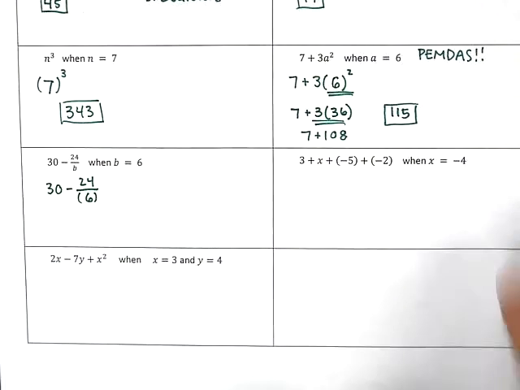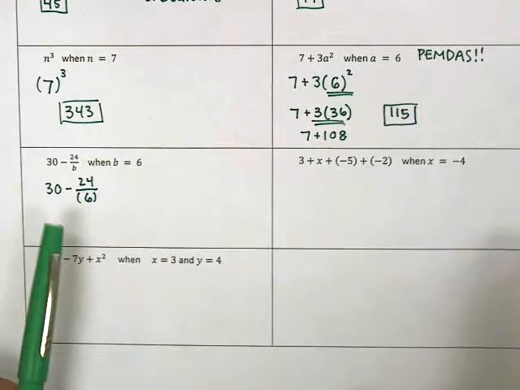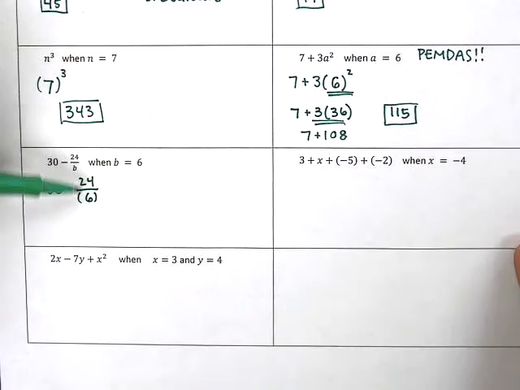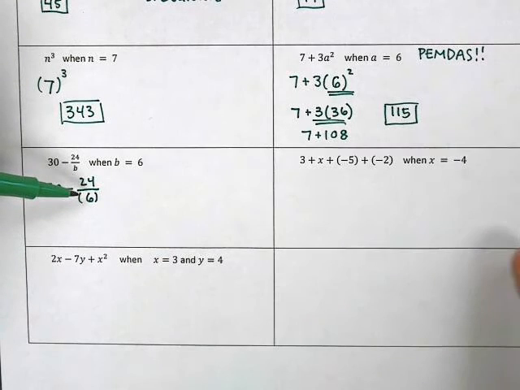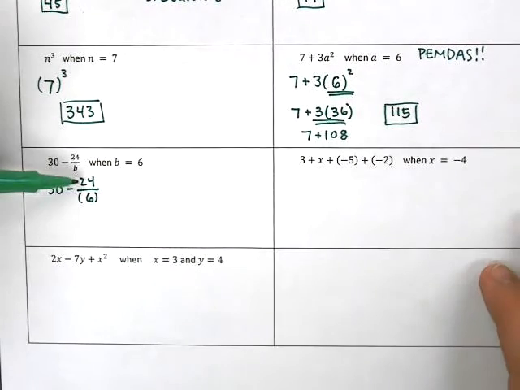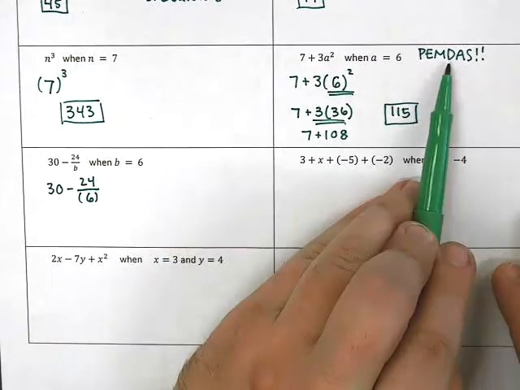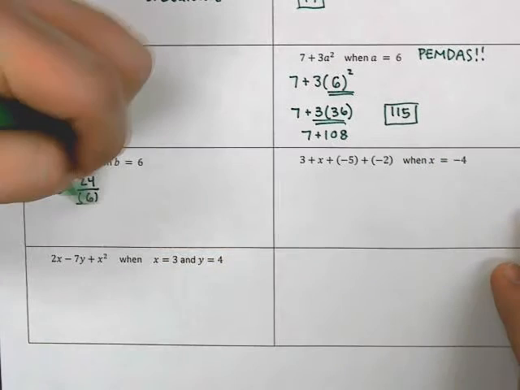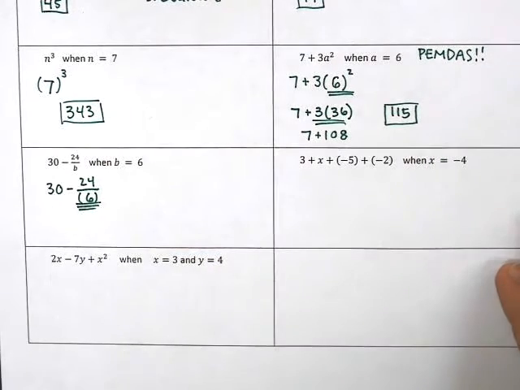All right, now let's take a look here. This looks like I have some subtraction, but even though a lot of the times we consider this a fraction, we know that this is also division. Yep, I heard you guys say it. This is division. So we need to make sure that we do the division before the subtraction. So I'm going to take care of this piece first.